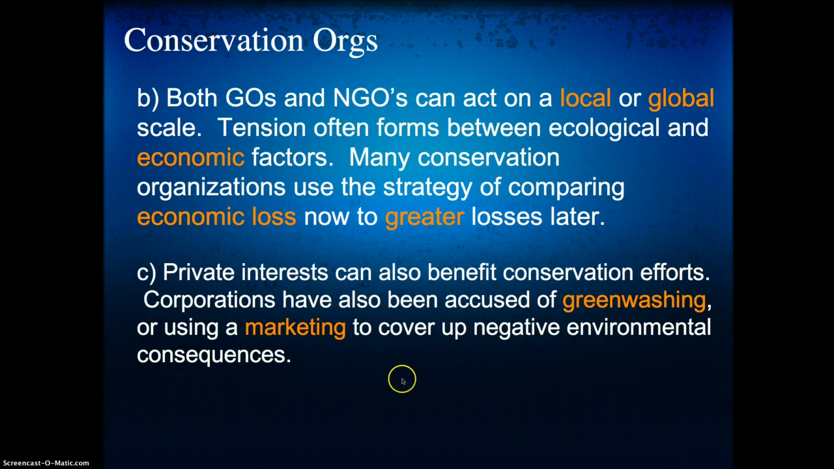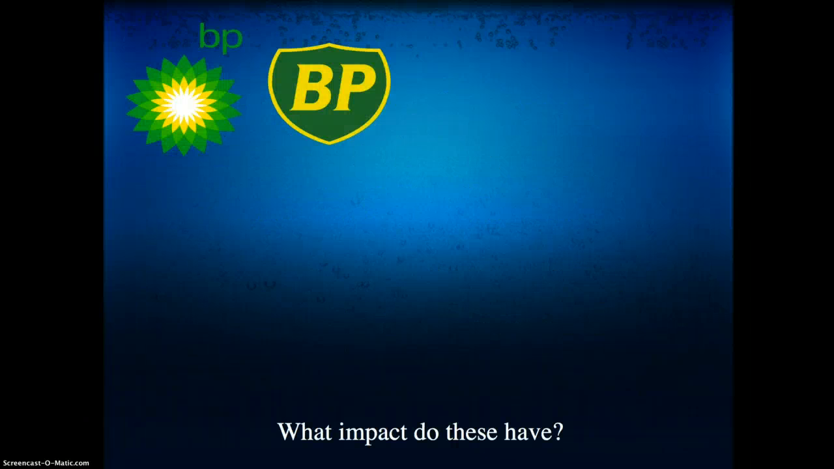Private interests can also benefit conservation efforts. They can put a lot of money towards solutions. They can donate to some of those NGOs that we talked about before. But a lot of corporations have also been accused of greenwashing, which is to use marketing or small little efforts to cover up really large negative environmental consequences. So, some examples of greenwashing, you can make up your own mind about this. The intentions can be very good, or they can be negative, and it's really up to you to decide.